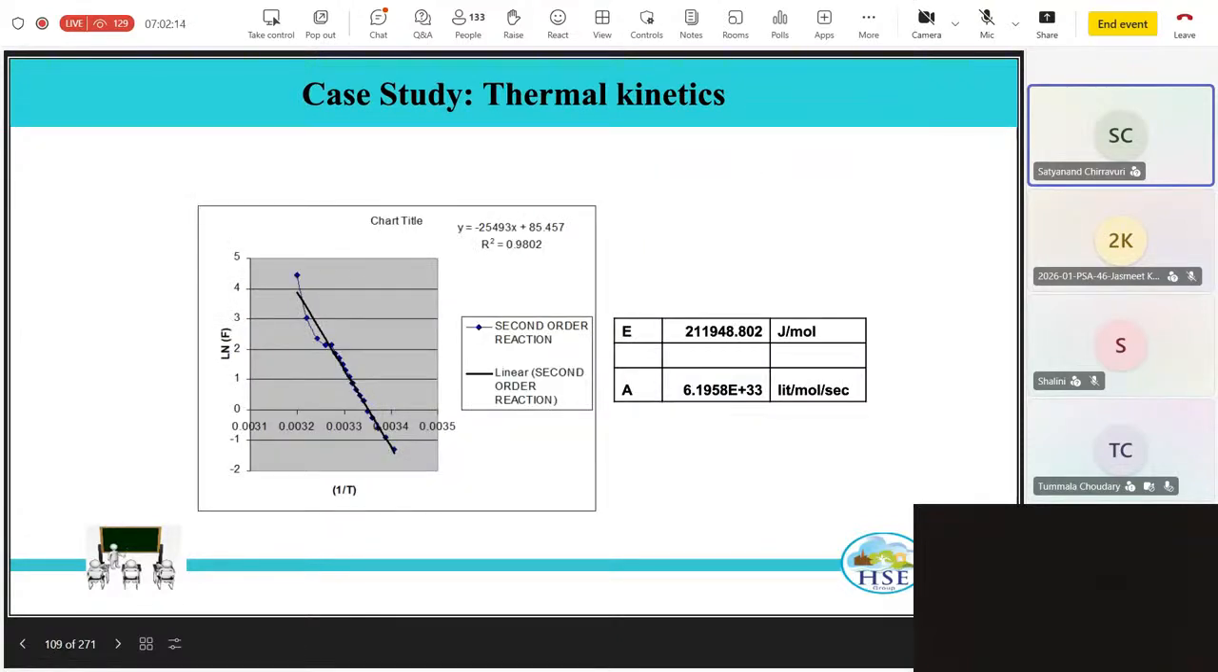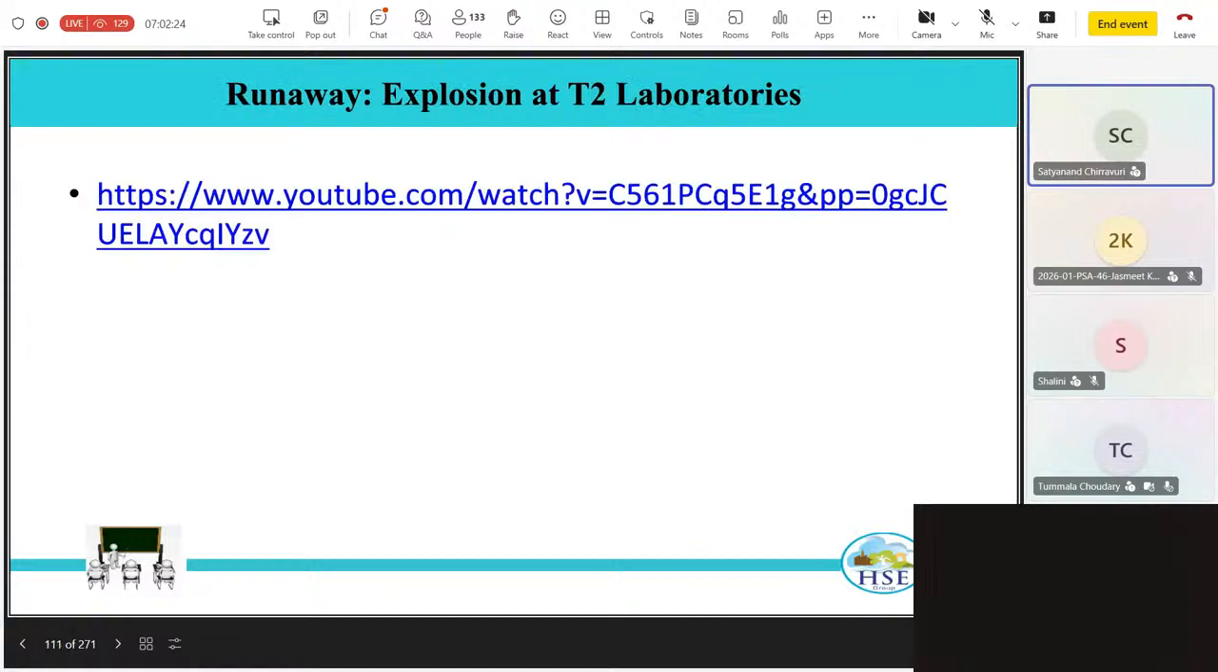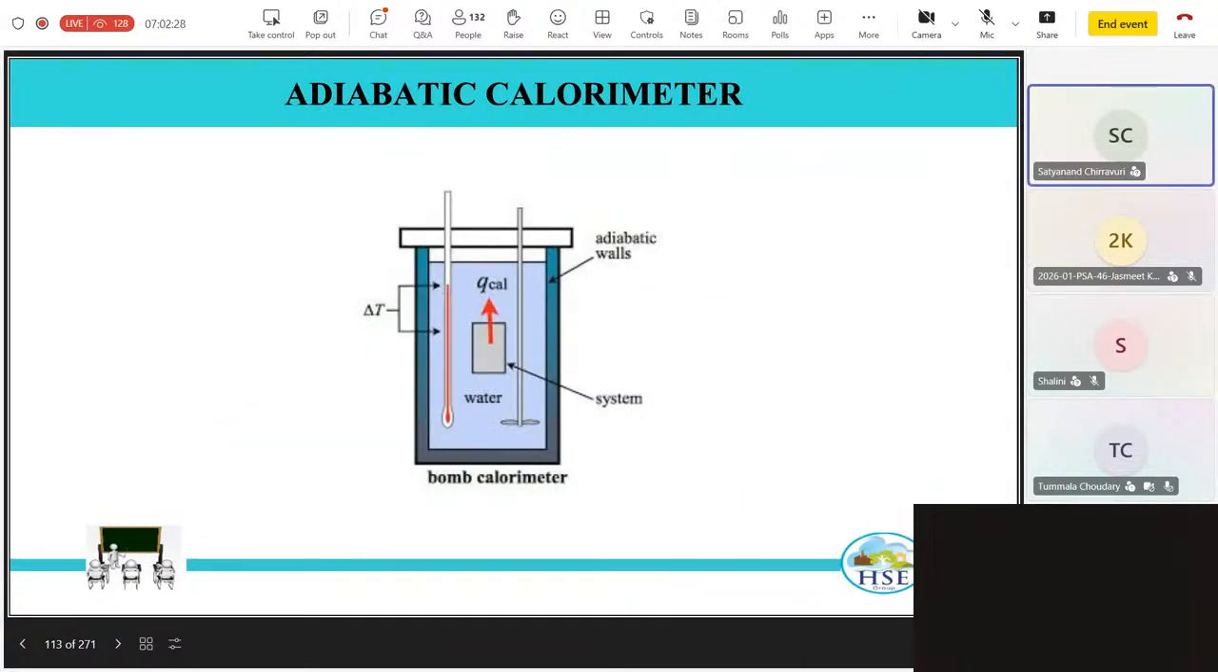That's what I was mentioning. You can get E and A values, where E is activation energy and A is the Arrhenius factor. I'll quickly go further and talk about the adiabatic calorimeter.